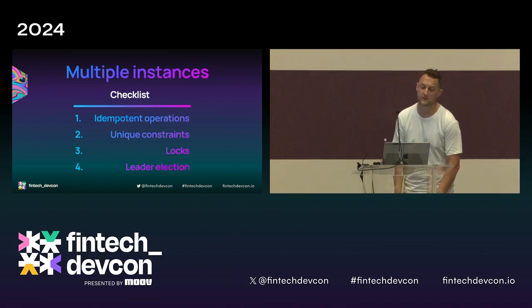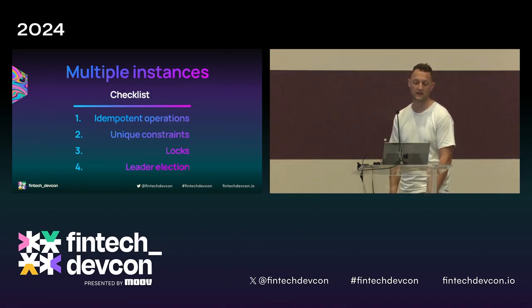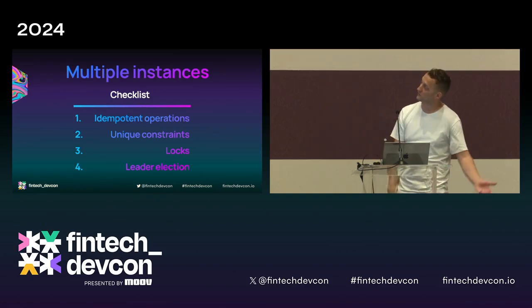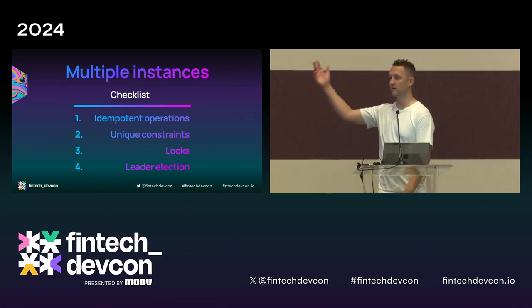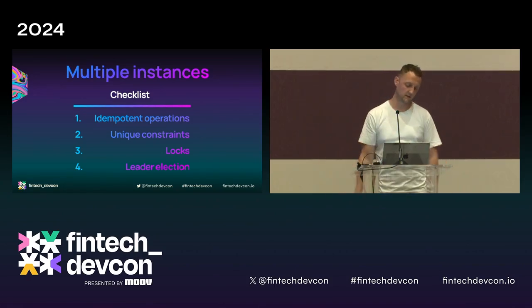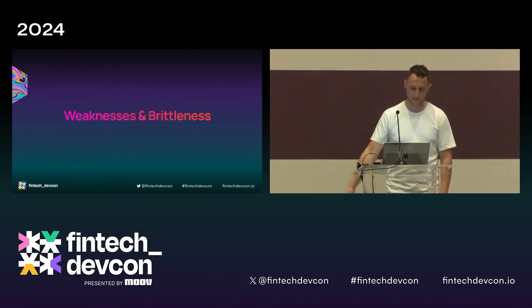And there are lots of methods that you can employ to make sure your code will run correctly and predictably across multiple instances, multiple regions. Idempotent operations, unique constraints, locks, leader elections, X, Y, Z. These are just ways that we're trying to replicate fancy AWS environments or whatever.